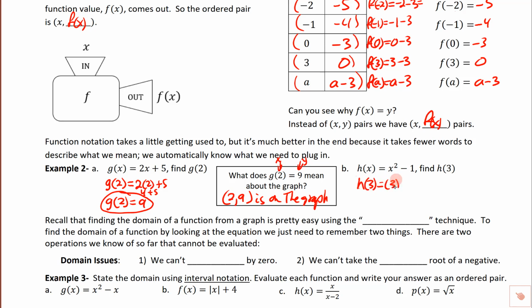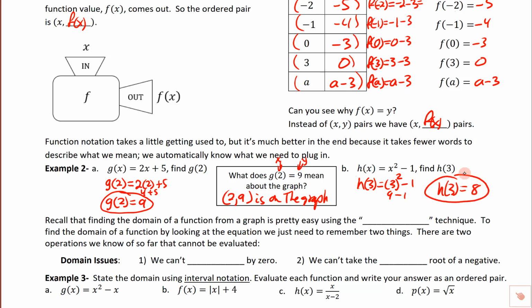And again, it's usually a good idea to plug things in parentheses, especially if there's a negative involved. You notice that I plugged this in parentheses so that we could tell that that was implied multiplication. Here I'm going to make sure that I put that entire base, what I'm plugging in, in parentheses. So let's see, this is going to be 9 minus 1. So that means h of 3 is equal to 8.